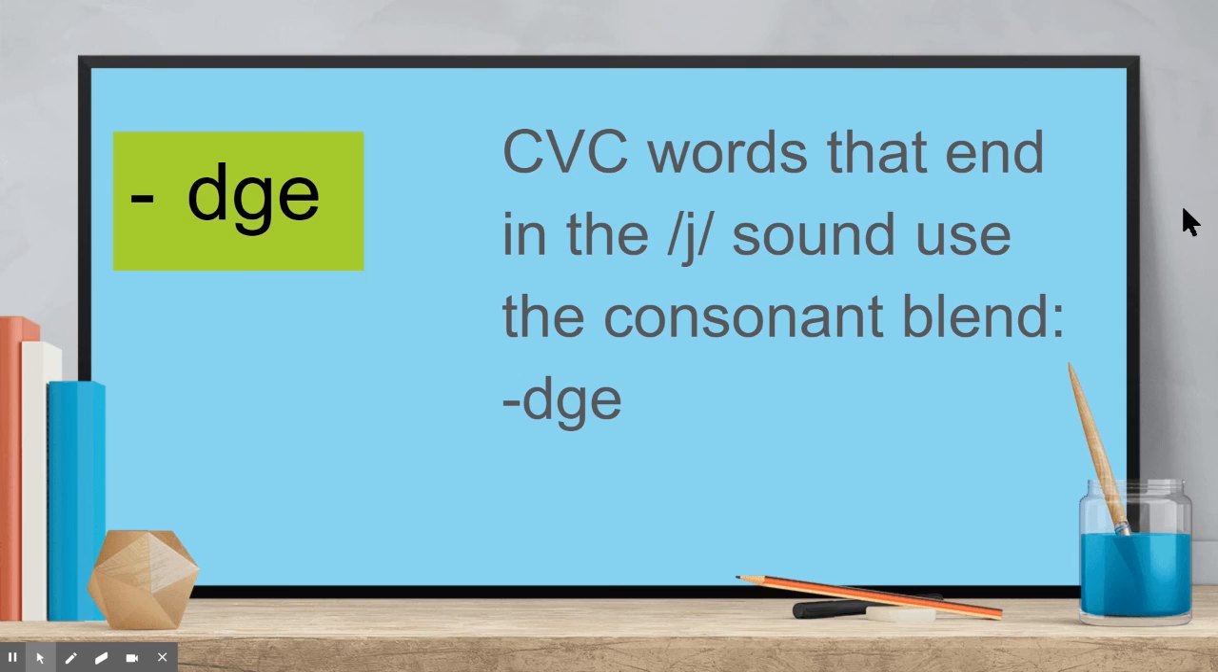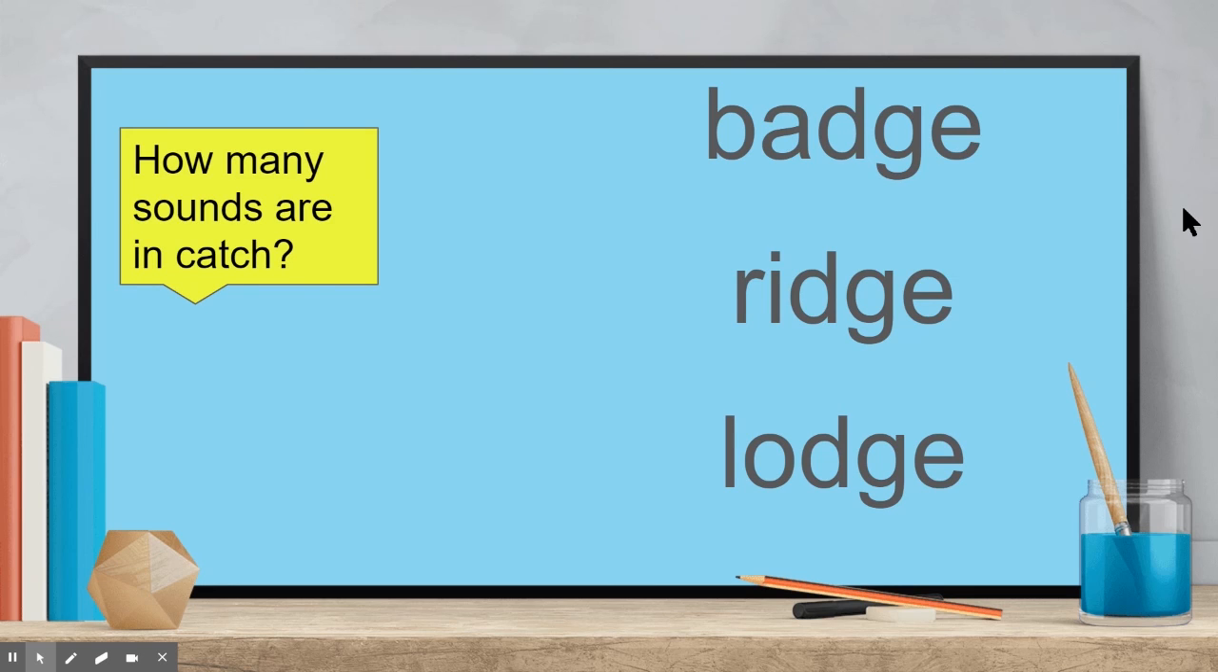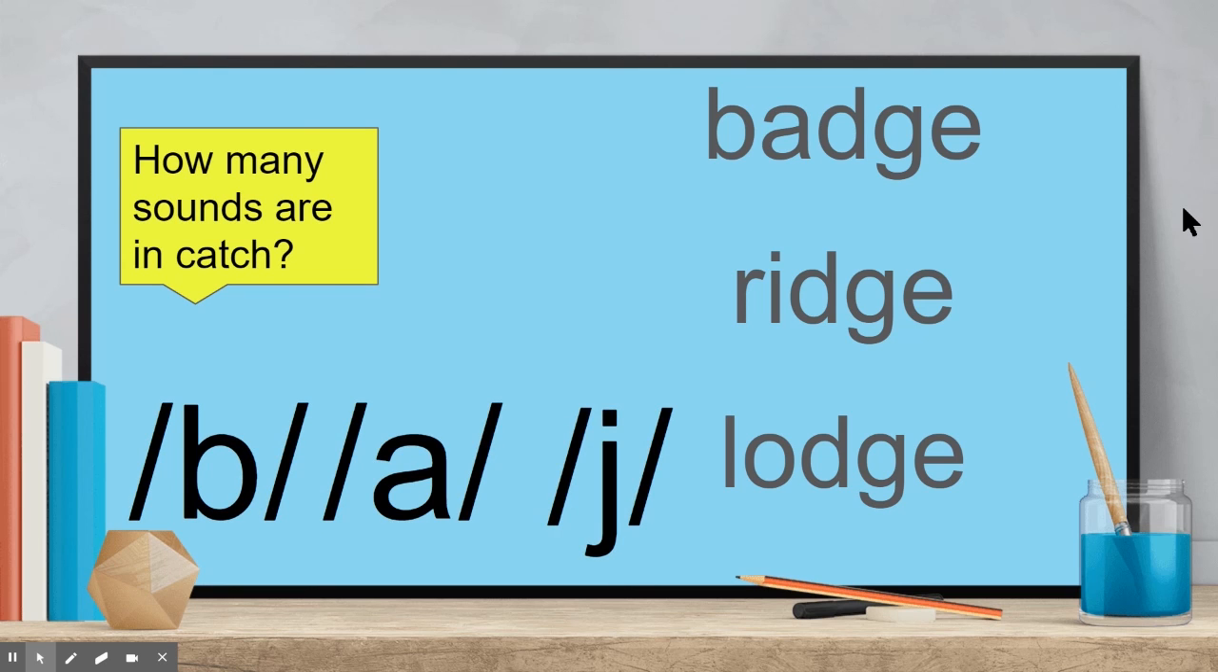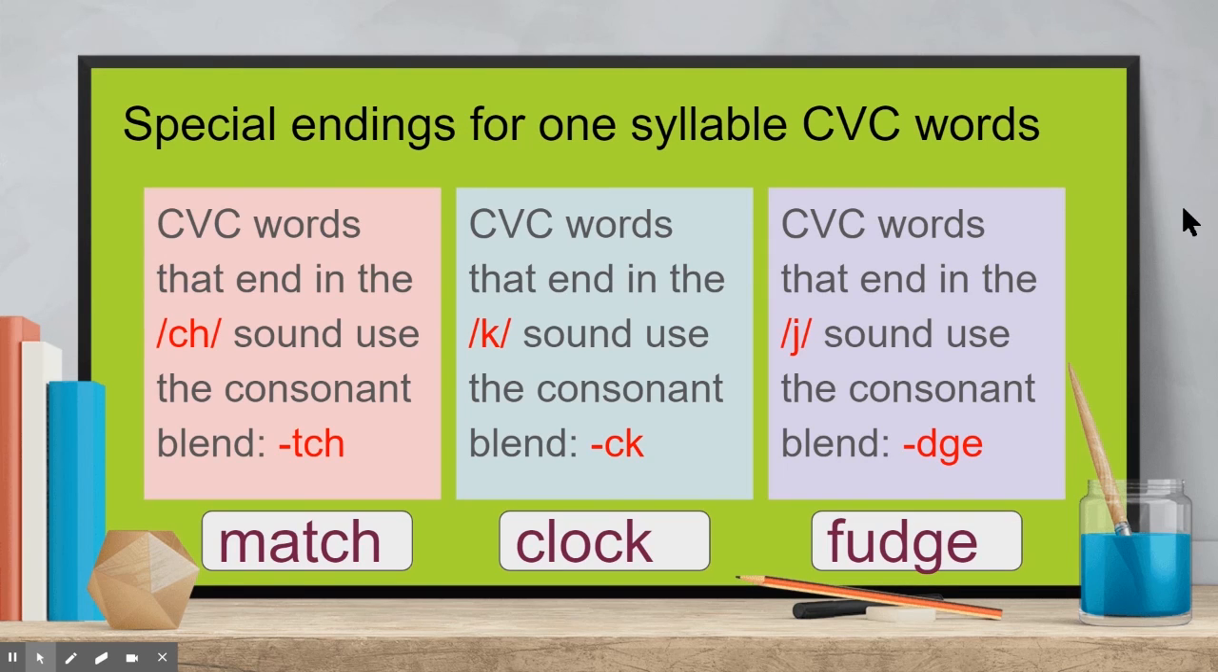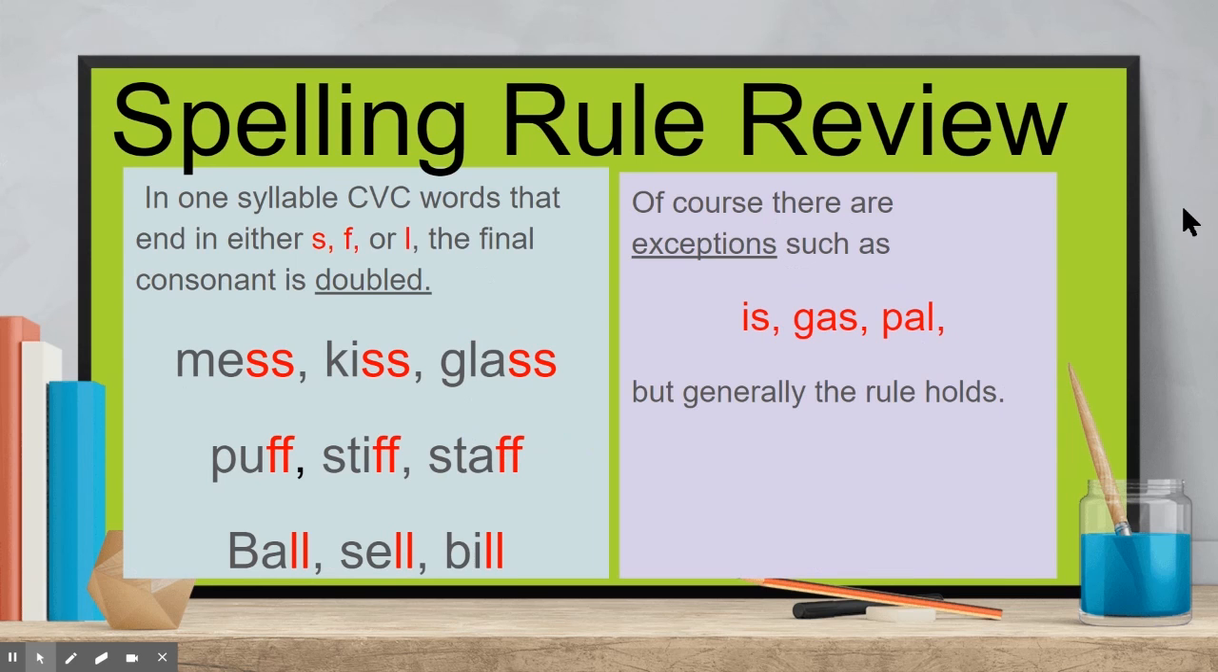And then the last one we'll look at is the J sound. So we make the J sound at the end of a word using DGE. So words like badge, ridge, and lodge, there's 3 sounds there, right? L-O-J is the sound, lodge, badge, but that DGE gets all combined together to make the one sound. So that's an important spelling rule that a lot of people find tricky. So we will look at those 3 spelling rules.